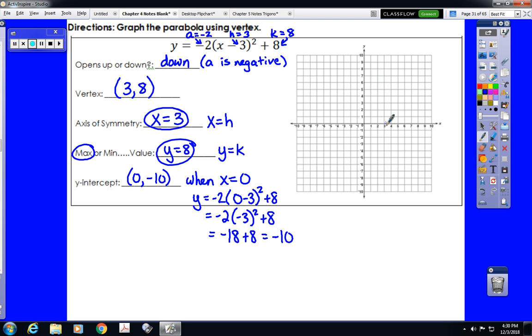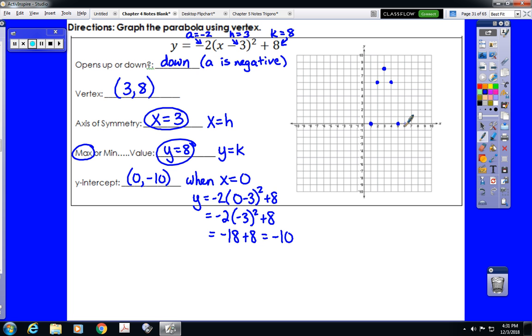We're going to start at 3, 8. Now this one is a little bit different. On the previous example, a was equal to 1. So our pattern went out 1, up 1, out 1, up 3, out 1, up 5. However, this one has an a value of negative 2. So when we go out 1, we're going to go down 1 times negative 2, or negative 2. Then we're going to go out 1 and down 3 times negative 2, which would be negative 6.